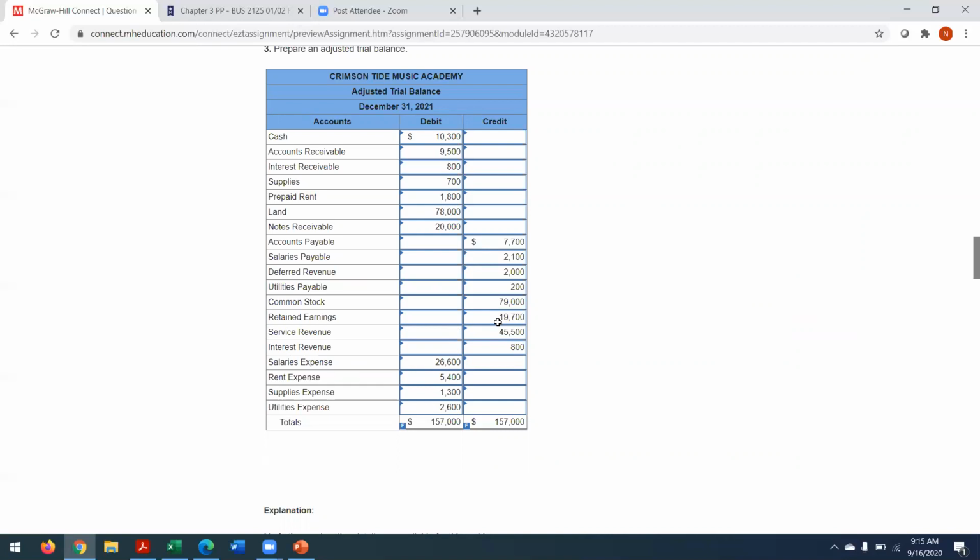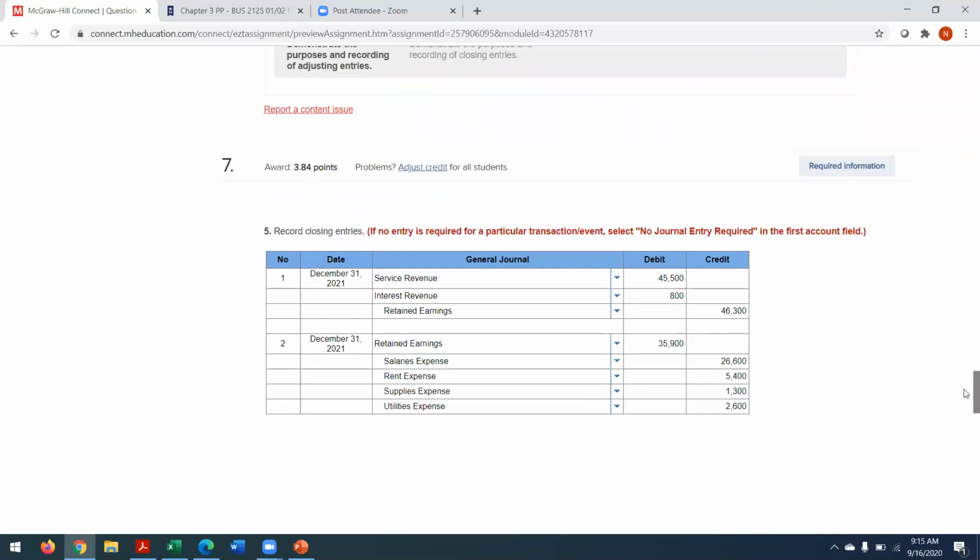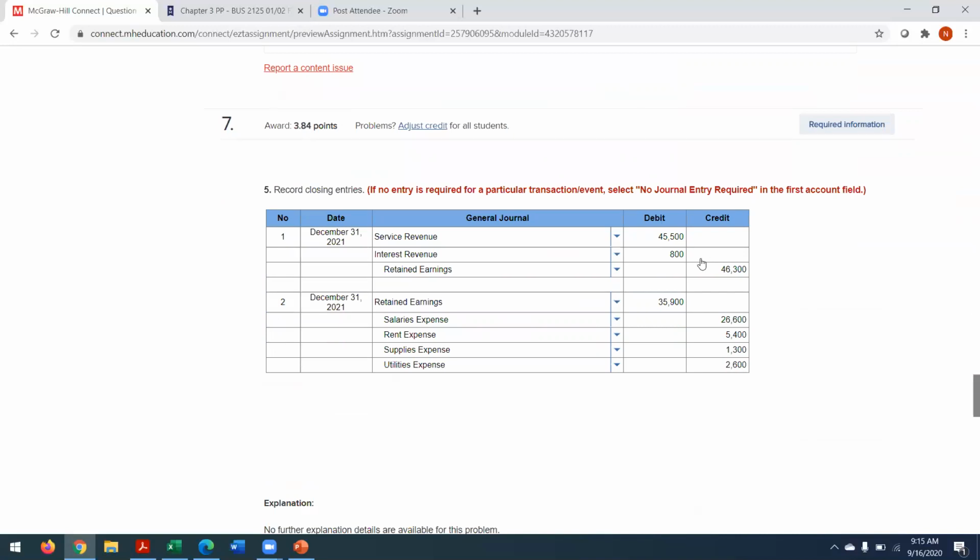So as you see here, the first journal entry is to close out our revenues. We're going to debit service revenue for $45,500. We're going to debit interest revenue for $800. And we'll credit retained earnings for $46,300. Let's see if that's how we did it. What this will do is zero out our revenues, increase our retained earnings.